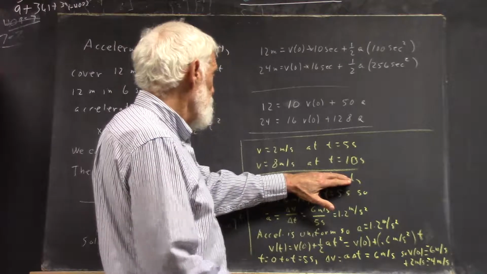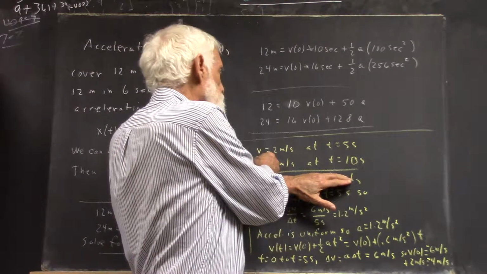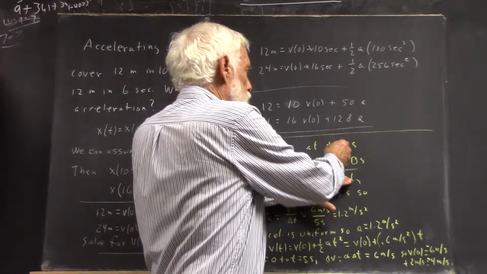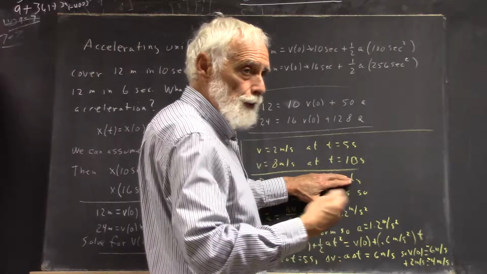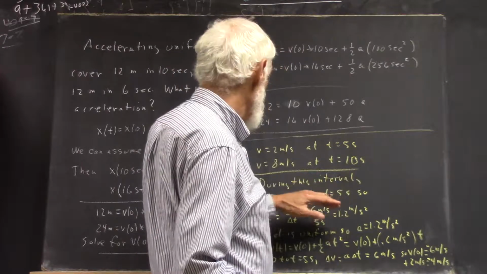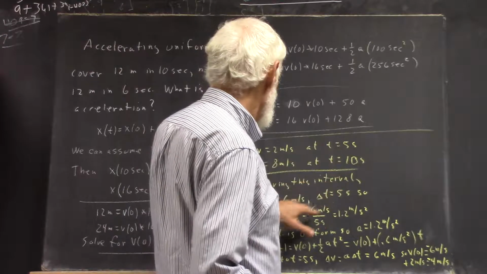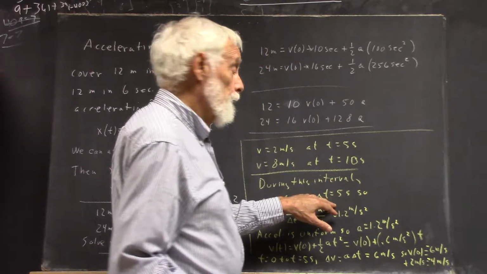Well, this means that velocity changed by 6 meters per second while the time went from 5 seconds to 10 seconds. The time changed by 5 seconds. So during this interval, delta v is 6 meters per second, delta t is 5 seconds.